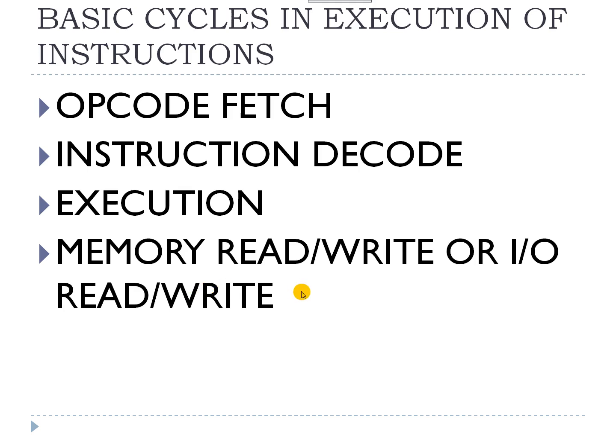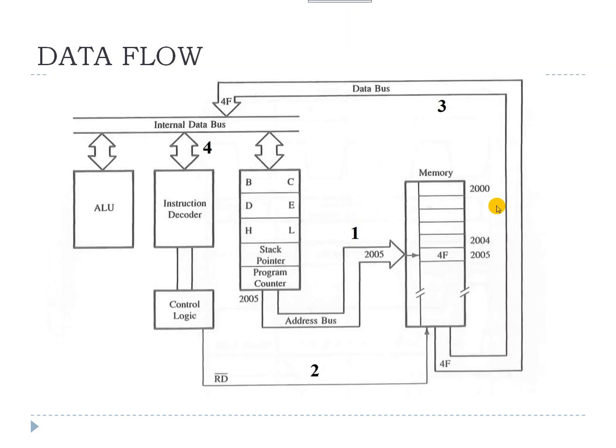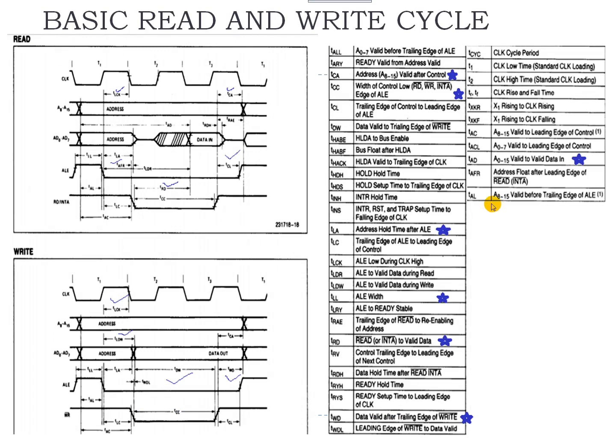You can say the opcode fetch is one cycle, memory read or memory write is one cycle, input output read, input output write is one cycle. So you will have 5 different kinds of basic cycles, namely the opcode fetch, memory read, memory write, input output read, input output write. These are all the 5 basic cycles that we need to go through in the timing diagram. As a basic read or write cycle, we have the basic read cycle and write cycle here.